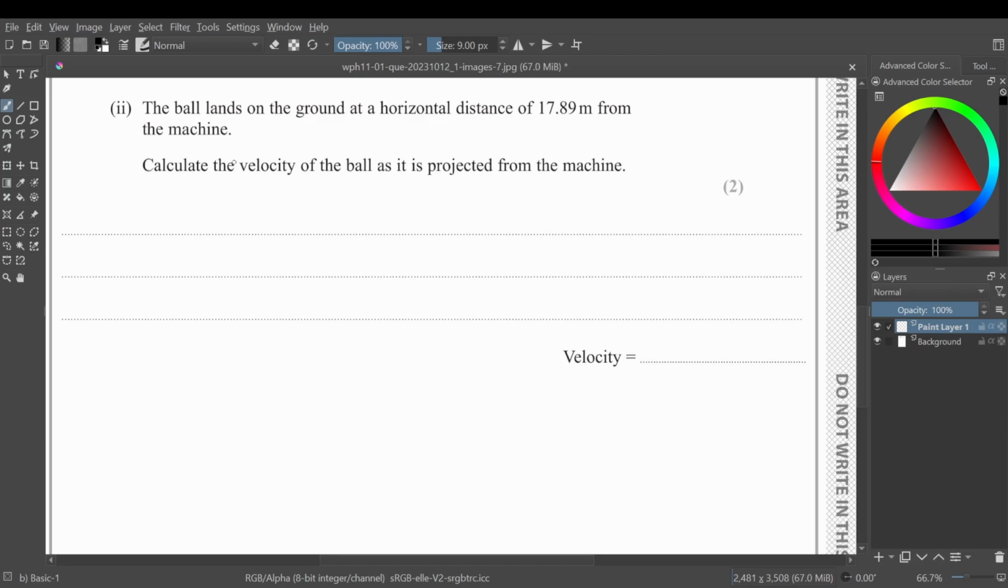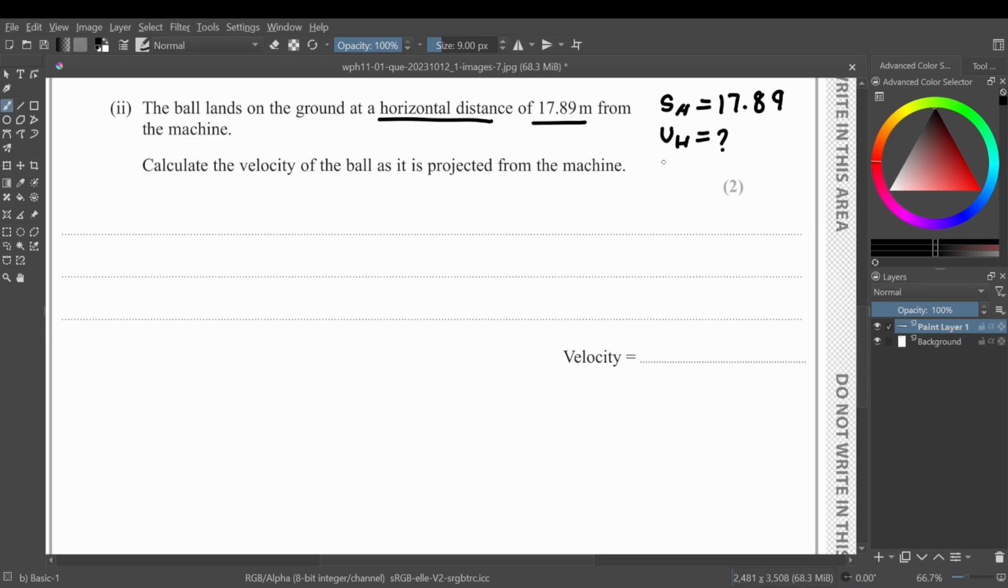Okay, so part 2 says that the ball lands on the ground at a horizontal distance of 17.89 from the machine. Calculate the velocity of the ball as it is projected from the machine. Okay, so basically let's see what we have here. We have horizontal distance, right? Horizontal distance, which is 17.89. We need to find horizontal initial velocity, right?